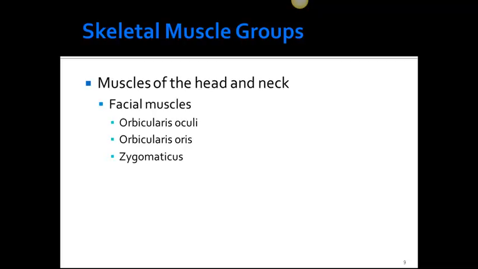So muscles of the head and neck. There are several facial muscles that we will talk about first. We have the orbicularis oculi, which is the big muscle around our eyes. The orbicularis oris, which is our kissing muscle, which is around the orifice of our mouth. And then the zygomaticus, which is our smiling muscle. These are the main muscles and some of the larger muscles in our face. There are several other muscles that are present, but these are the major ones.